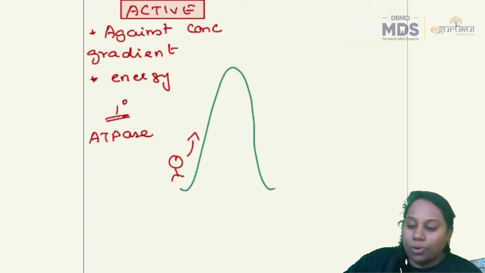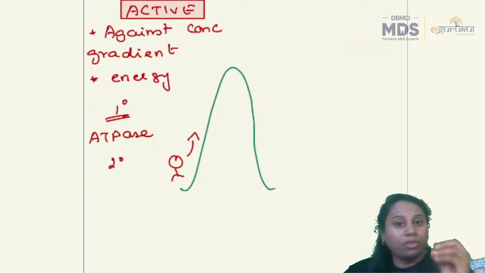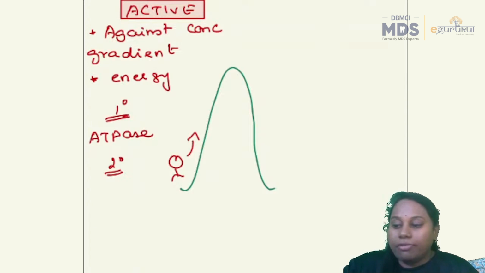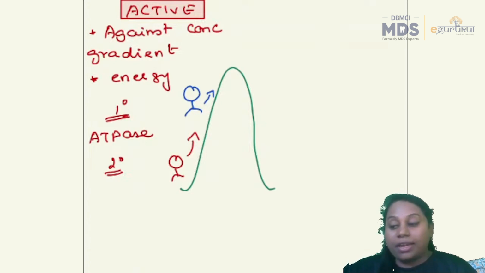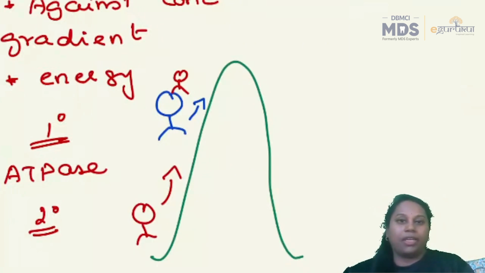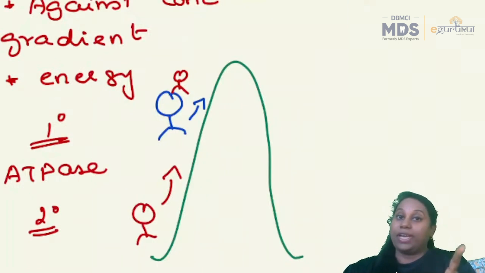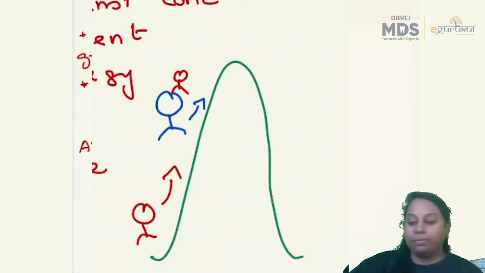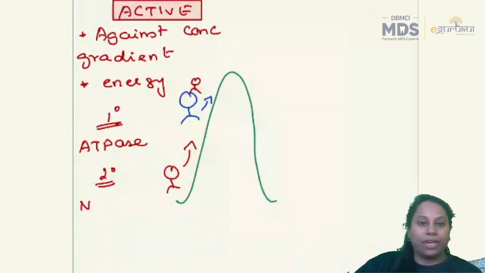Secondary active transport. See, now you want to climb the mountain, but you don't want to break your ATP. But still you want to climb the mountain. So what you can do, if your friend is already climbing the mountain, you just climb on top of him and he will carry you up. Now also both of you are going against the gradient. Both of you require energy, but you don't break your ATP. You are getting your energy from your friend. Who is that friend? Most of the time, sodium is the friend.